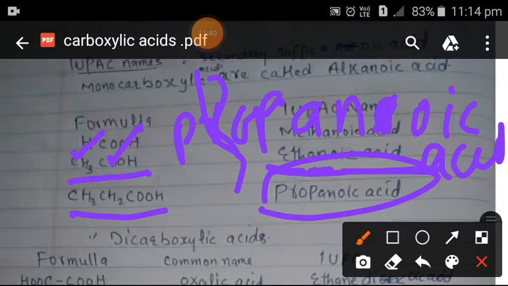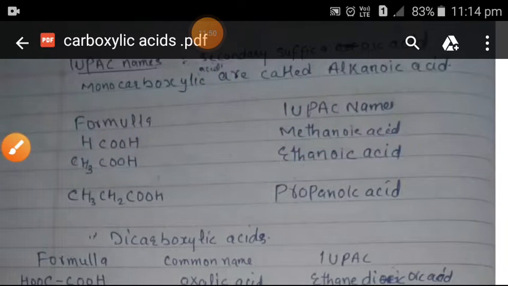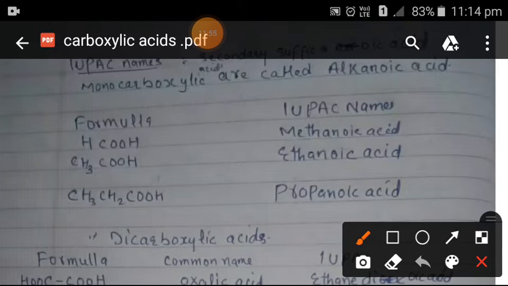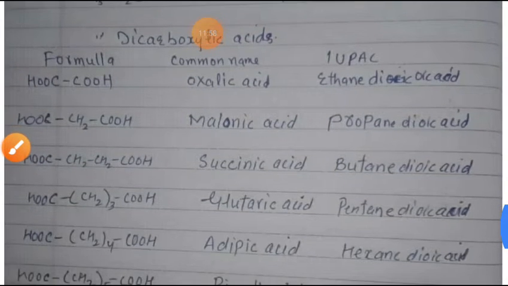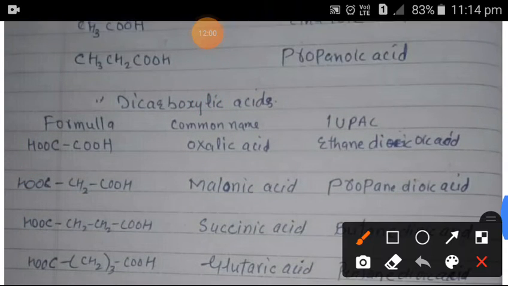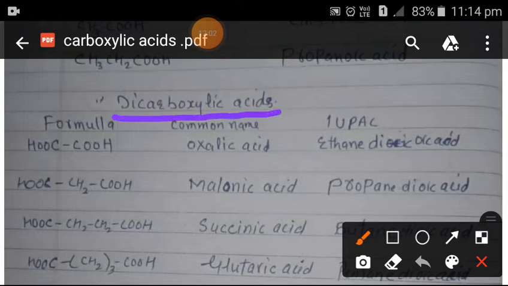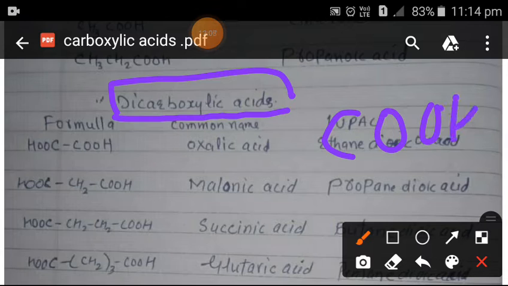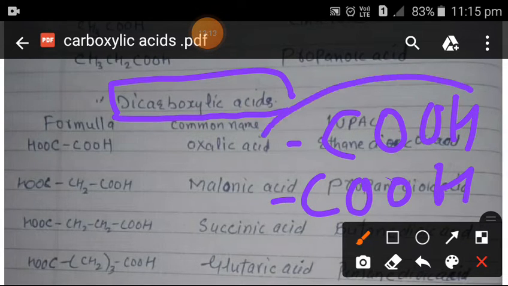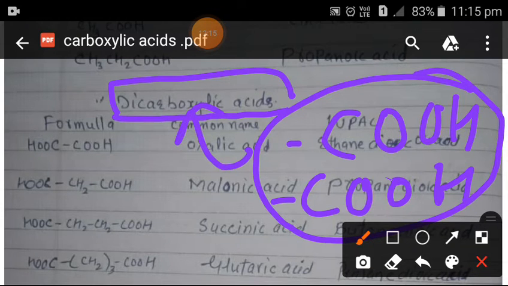Clear? So some of the important trivial names, that is common names, I have. You must remember these. Clear? Some of the molecules are familiar with their common names, so you must remember these also. So second is dicarboxylic acids. What are dicarboxylic acids? Dicarboxylic acids are those which contain two carboxylic groups. There are two carboxylic groups present in the molecule, so these are called dicarboxylic acids.